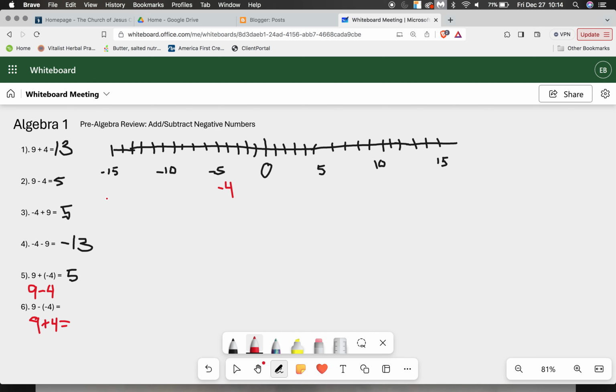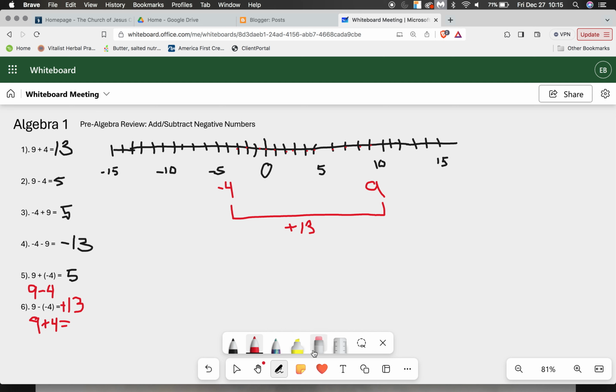Negative 4, and then 9 over here. Well, what's the distance, or the difference, between those? How many numbers do we have between negative 4 and 9? Well, the answer is 1, 2, 3, 4, 5, 6, 7, 8, 9, 10, 11, 12, 13. 13 numbers between 9 and negative 4. And so, because it's 13 numbers between 9 and negative 4, the answer to this problem is positive 13.